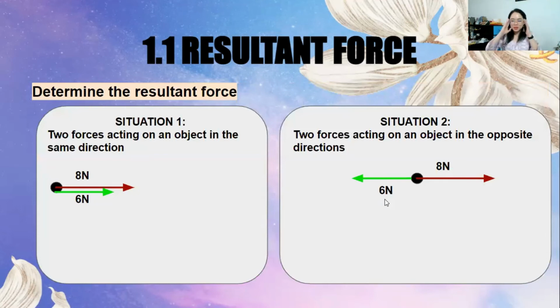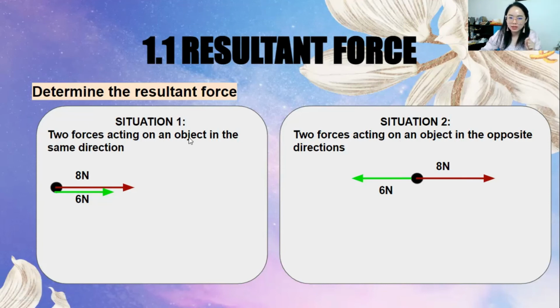Now, the three situations are just for you to understand the concept of the resultant force. What happens if you are asked to determine the resultant force? What do I mean by determine? It means to find out the value. What is the value of the resultant force? Today I'm only going to show you situation 1 and situation 2. I'm not going to share situations 3 and 4 first because they are kind of hard, you need to resolve the forces. Today I'm only going to talk about one dimension, which is to the left and to the right.